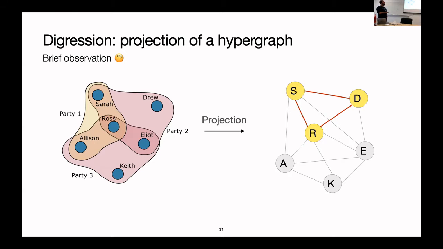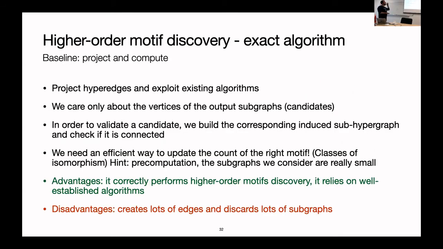But things are not that simple. For example, subgraphs are connected in the projected graph, but when we consider higher order interactions, the original higher order interactions are not really connected in the hypergraph. So we have this really big problem: we cannot directly use the classical algorithm. So what can we do? We propose this baseline, meaning a naive algorithm, just a way to start. Let's say that we project the hyperedges, so we substitute the hyperedges with cliques and exploit existing algorithms.